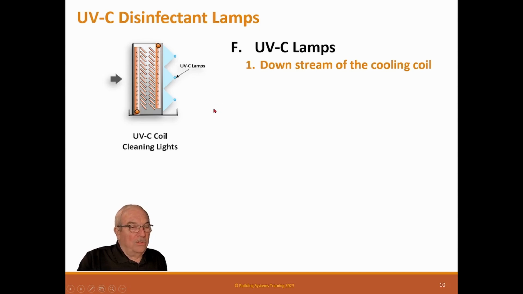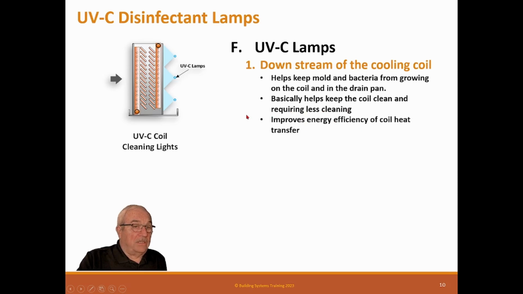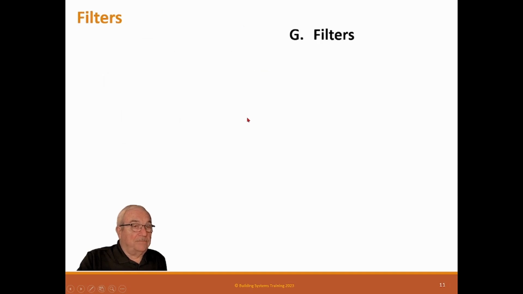Because a cooling coil, as it fouls, just a few microns of dust or dirt or bacteria on a coil reduces capacity by 10%. So it's very significant. These basically help keep mold and bacteria from growing on the coil or in the drain pan also. So it keeps the coil clean, requires less cleaning, and improves energy efficiency of the coil for heat transfer. They may not kill viruses due to limited dwell time, like I talked about.